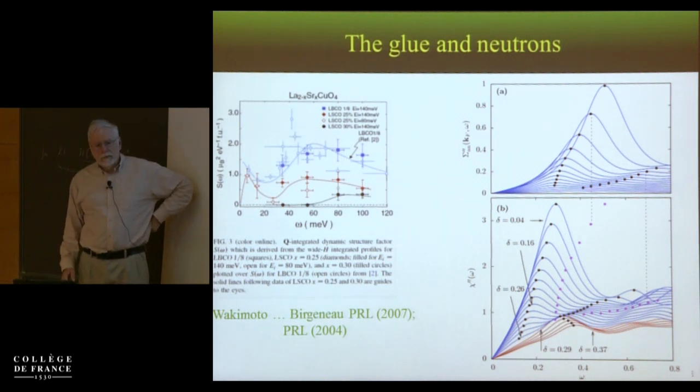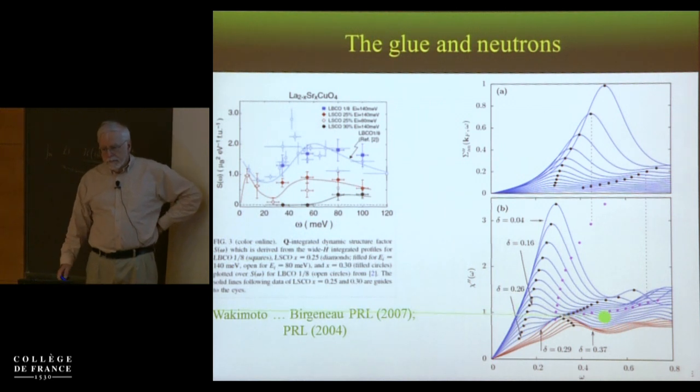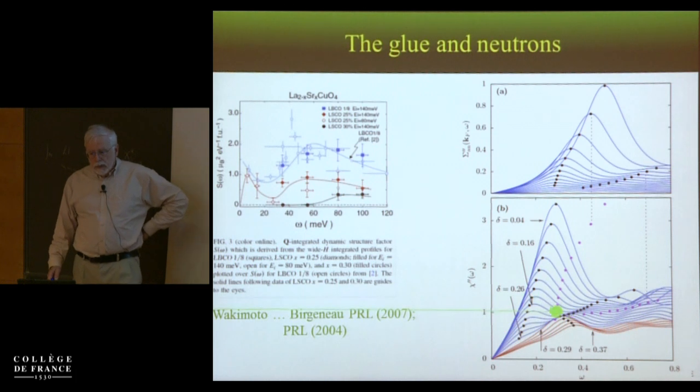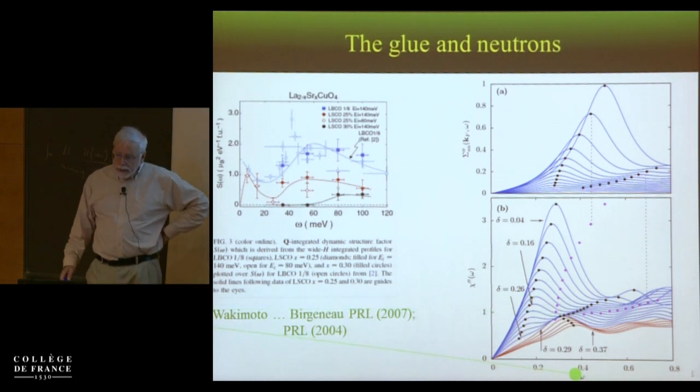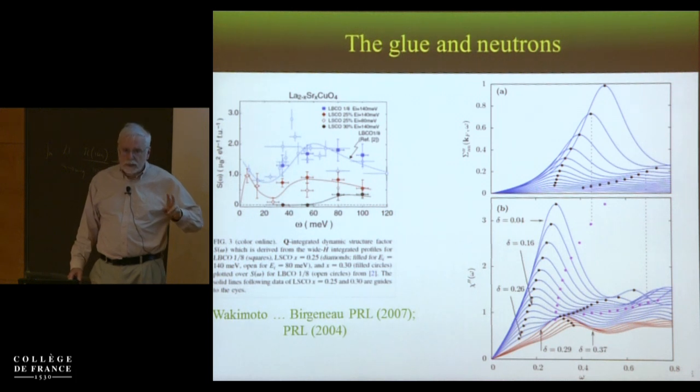Yes, Antoine? Can you explain the physical origin of the second peak? Why do we have two peaks? In the ordinary superconductors, it's easy to understand because there's longitudinal and transverse phonons. Here, I don't know why.